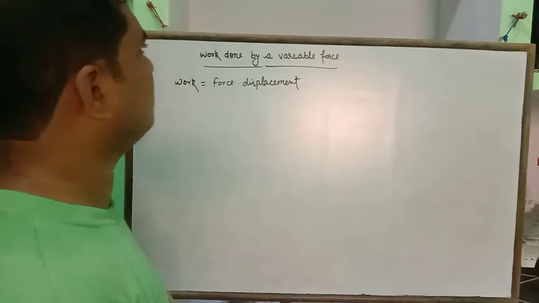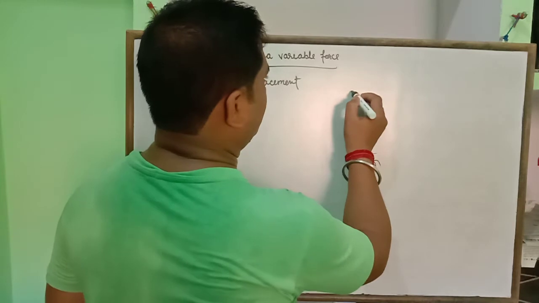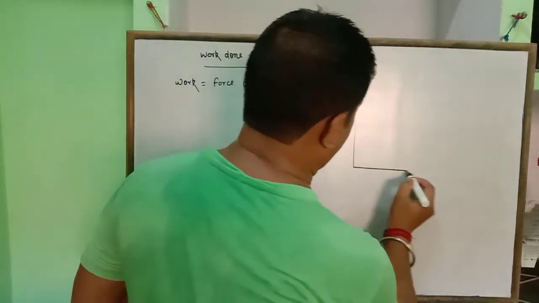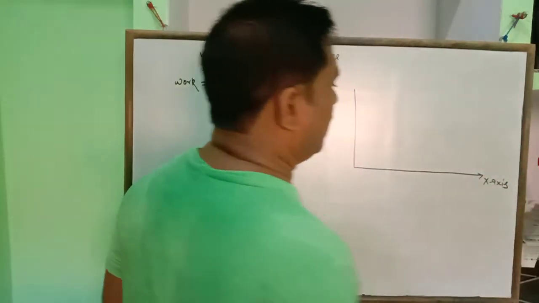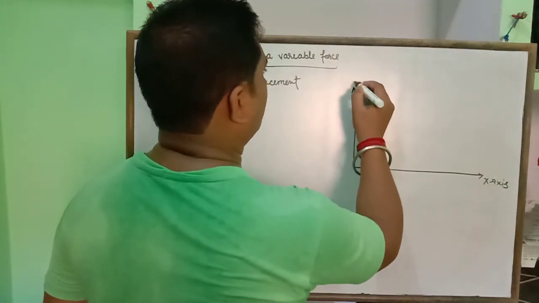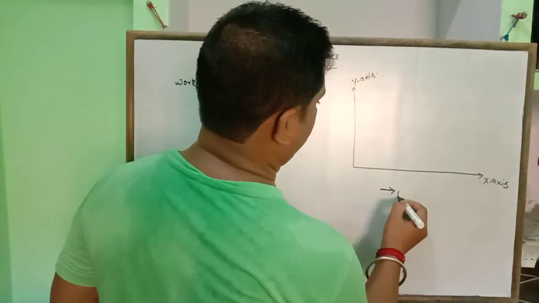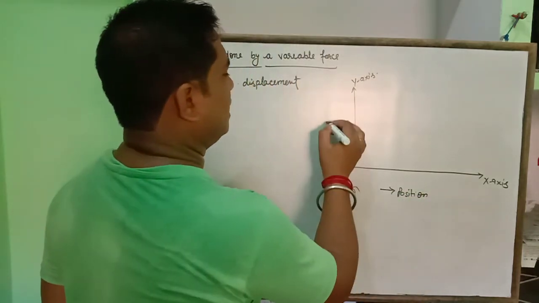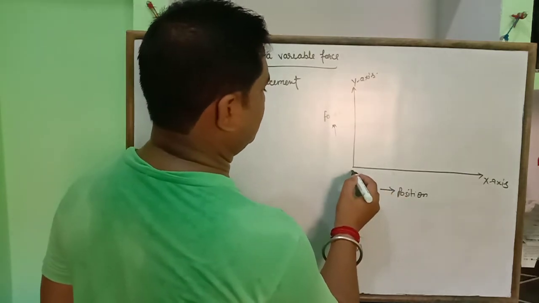So to determine the work done by a variable force, suppose we take the displacement covered by a body along the x-axis, and the force is acting on the body in a fixed direction, which is along the y-axis. So this is the position of the body along the x-axis and the force is along the y-axis. This is the origin.